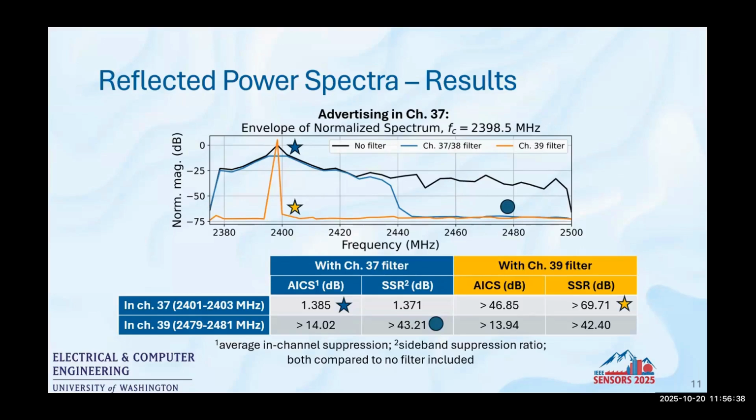However, if we look into channel 39 along the blue curve, we produce no modulation sidebands there. Our sideband suppression ratio in channel 39, due to the channel 37 filter, exceeds 43.21 dB. And note that our measurement capabilities are limited by the dynamic range of the instrument. Finally, if we include a channel 39 filter, no modulation sidebands are produced at all. And this is because our filter stopband simply just rejects the carrier. And in this case, our sideband suppression ratio in channel 37 due to the channel 39 filter exceeds 69.71 dB.